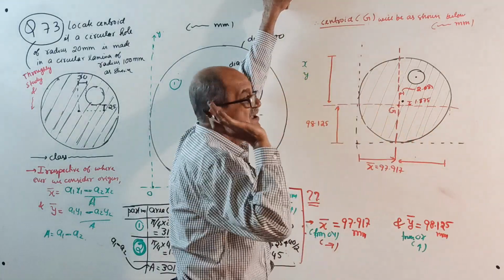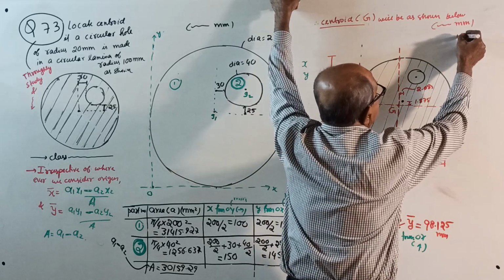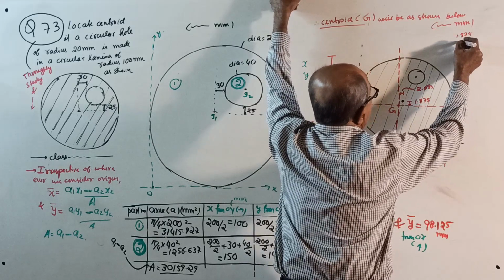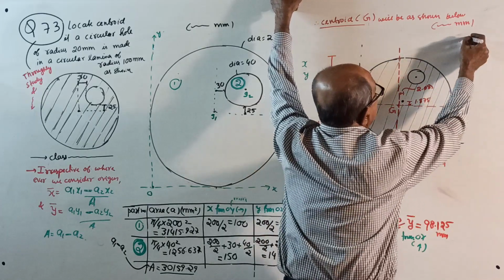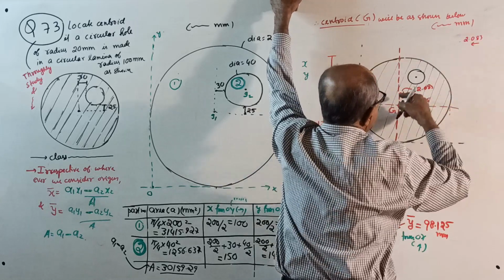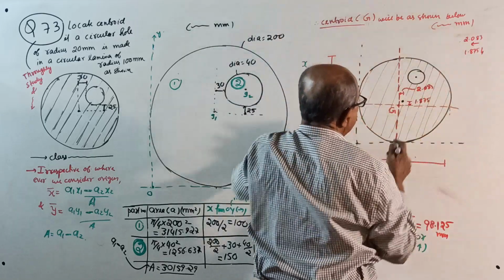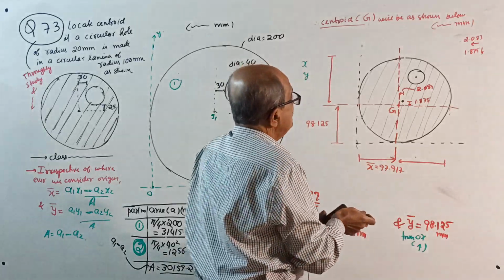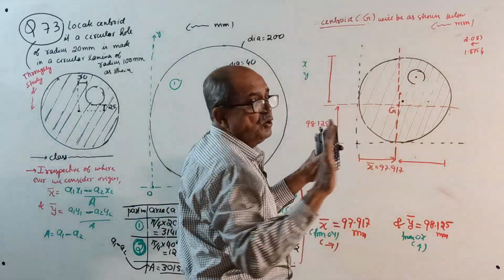Okay, now write the sketch. See, I told how much? 1.875. First one I got, x-wise, 2.083 left side of the center, and 1.875 downward of the center. Okay, make a note, then remove it. Now this question is over.